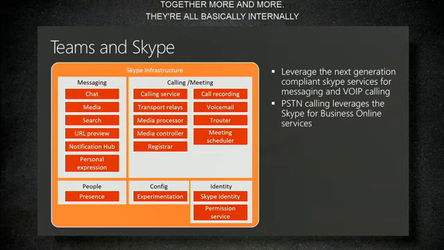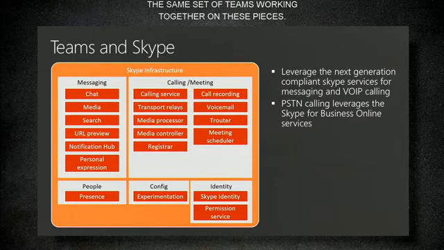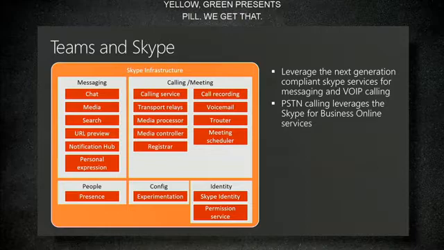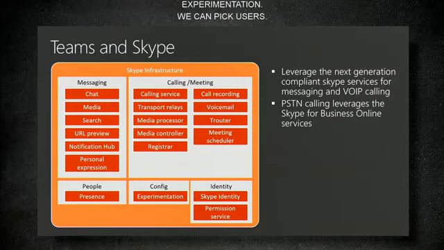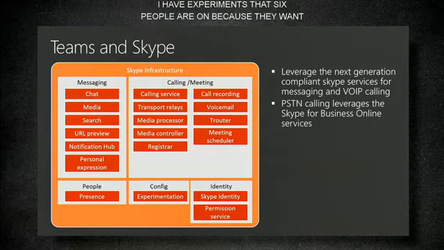We also count on them for presence. So if you've used Teams, you know the little red, yellow, green presence pill. We get that. And we have configuration experimentation, so we can pick a set of users and say we'd like to try something on them inside Microsoft. I've got some experiments running right now that 6 people are on inside our team because they want to see how some feature is going to work just for them before they try it out with anyone else. And again, that's a nice part of being modern cloud architecture.